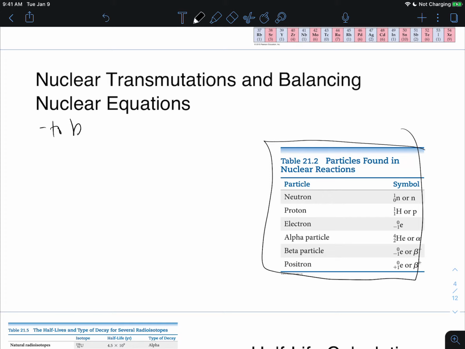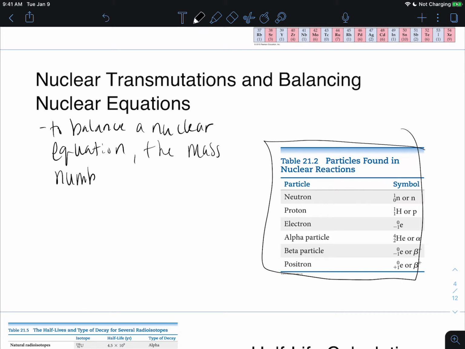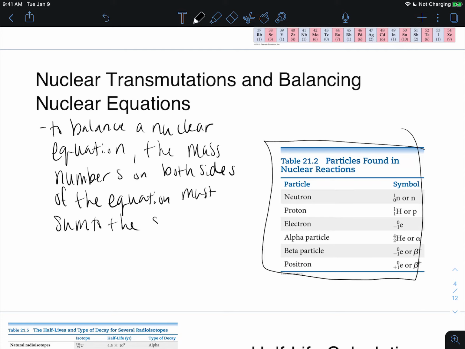So to balance a nuclear equation, the mass numbers on both sides of the equation must be equivalent, or must sum to the same value. And so must the atomic numbers.